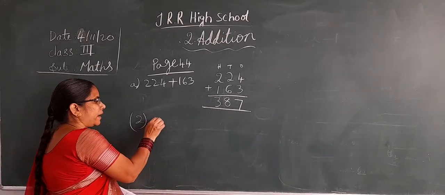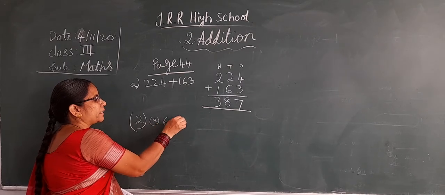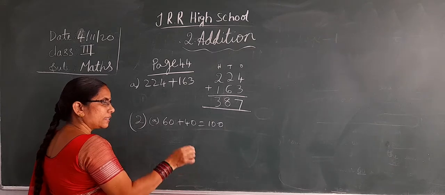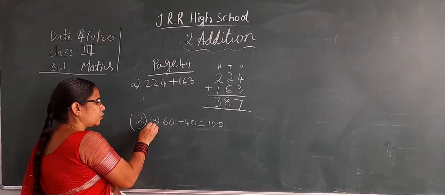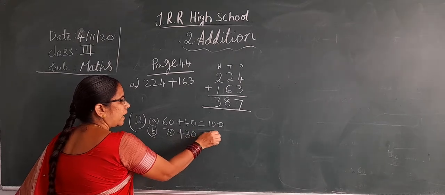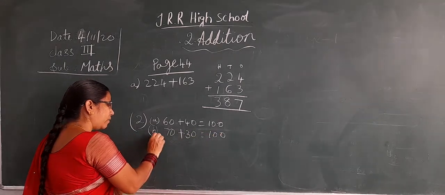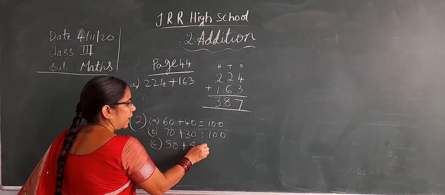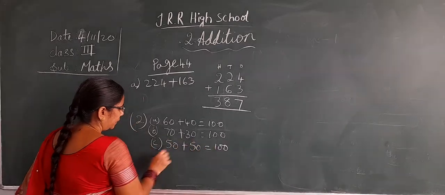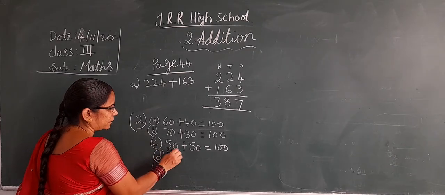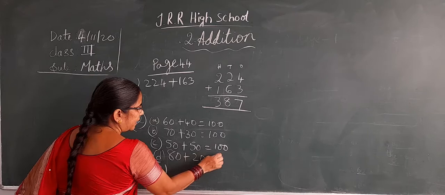Already I explained this. 60 plus 40 is 100. Same like that, another one also you must write. 70 plus 30 is also 100. And some another one. Tell me another one. 50 plus 50 is also 100. Another one: 80 plus 20 is also 100.